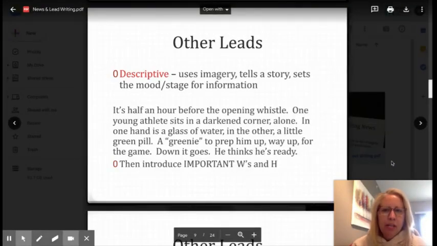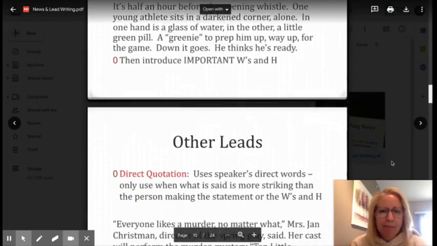So it uses imagery, it sets a mood. It's a half an hour before the opening whistle. One young athlete sits in a darkened corner alone. In one hand is a glass of water, and the other a little green pill, a greenie, to prep him up, way up for the game. Down it goes. He thinks he's ready. So you really haven't reported much information in a news style there, but you've definitely done the job of storytelling and establishing mood and suspense. And again, you have to be careful based on the topic that you're writing about, but these can be very effective, and we'll talk about them again when we talk about feature writing.